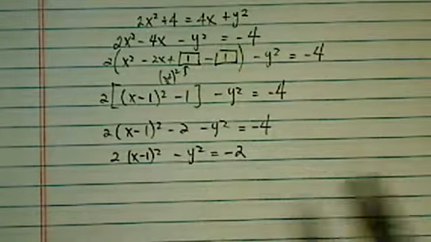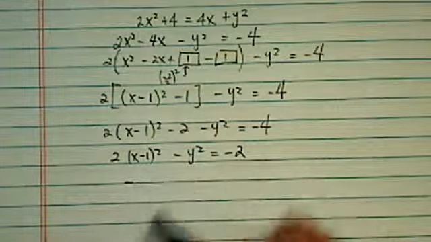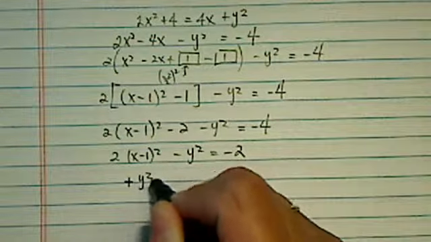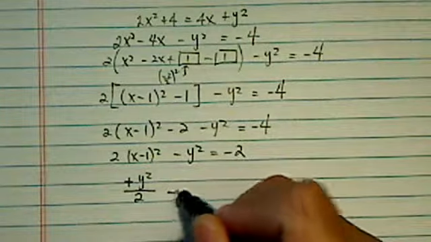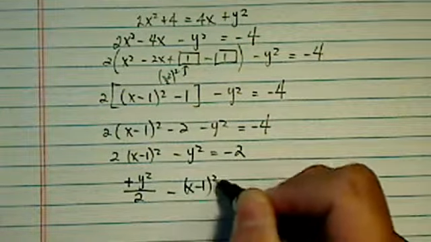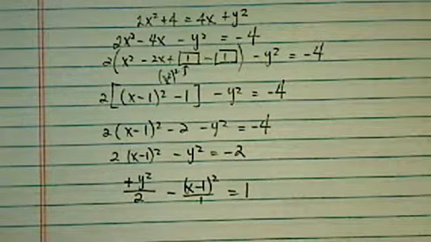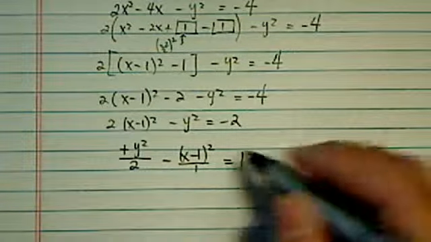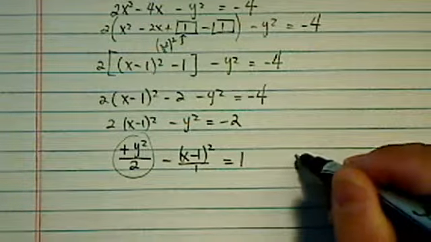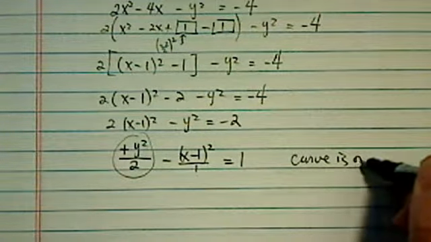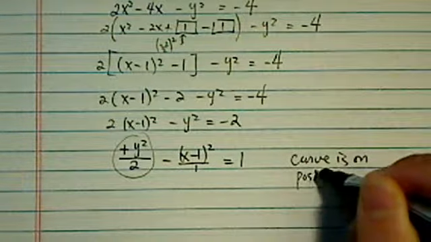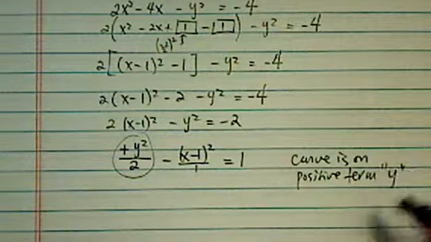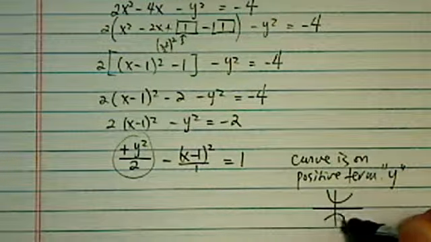Now what I'm going to do is divide by minus 2 on both sides. Then this one becomes a positive one, so it's plus y squared over 2 minus x minus 1 squared over 1 equal to 1. The reason I have to do that is I have to normalize it here. Now, the positive term is y, so the curve is on the positive term. And in our case, it's y, so the curve is going to look like that.